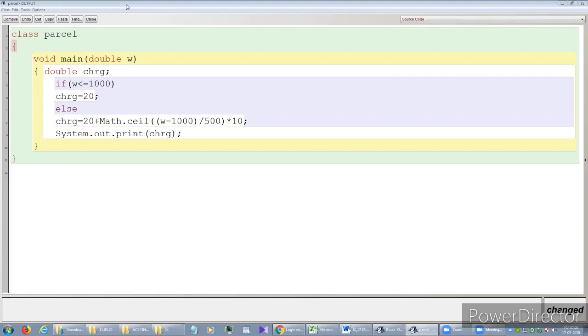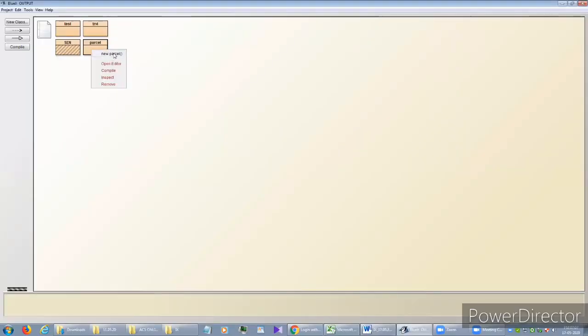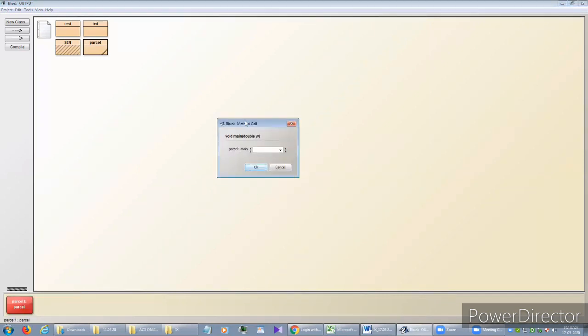Sankalan, yes, sir. So now let's see the result. That means if I compile this program, what happened? Class compiled, no syntax error. Now suppose I give 900 gram, so what result will we get?